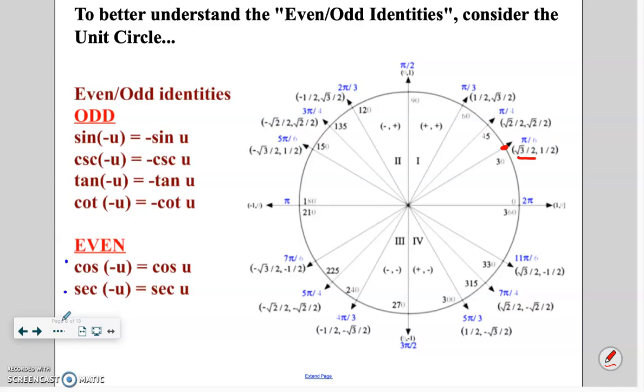Root 3 over 2? Okay, what about negative 30 degrees? What's cosine of negative 30 degrees? We still get root 3 over 2. So we're saying that it doesn't matter if you plug in a positive angle or its opposite. You're going to get the same cosine value back. Okay? Same would go for secant.